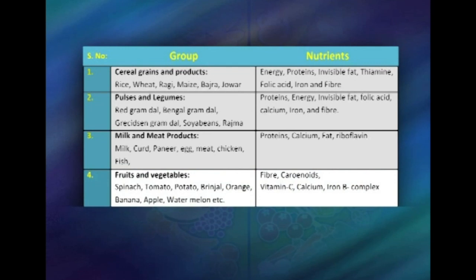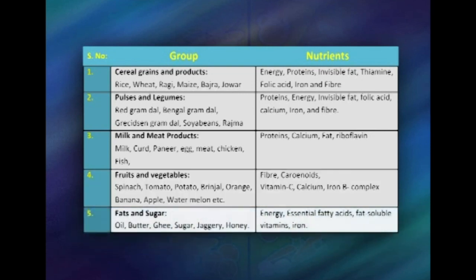The fourth group is fruits and vegetables. Now we have various varieties of fruits and vegetables. Now all the green leafy vegetables are very good sources of fiber, vitamin C, folic acid and also beta carotene, which is a precursor of vitamin A. Then all the citrus fruits, they are excellent sources of vitamin C.